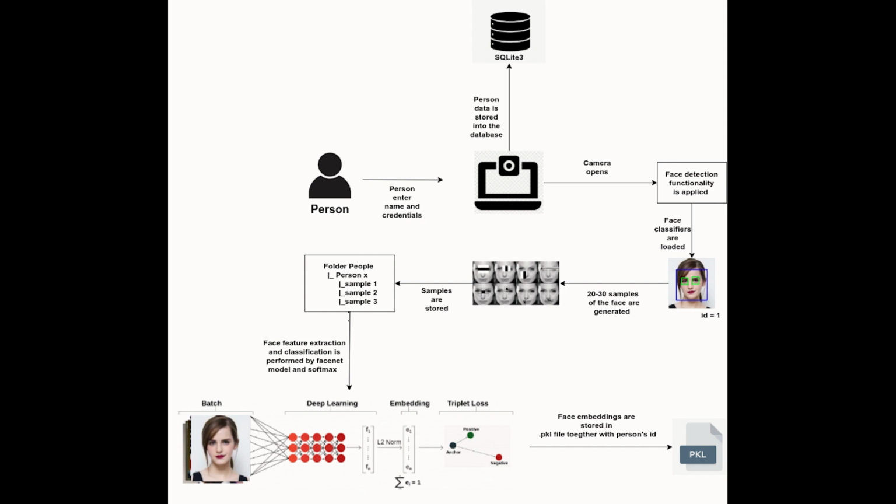The local machine's camera opens and the face detection functionality is applied onto the frame using the face classifiers. Samples of the user's face are taken and saved into a directory with a subdirectory named after the person and the sample's name concatenated with the person's name as well as their ID. Using deep learning, the face samples are encoded and the embeddings are saved in a pickle file.